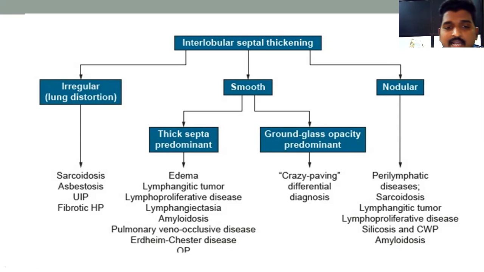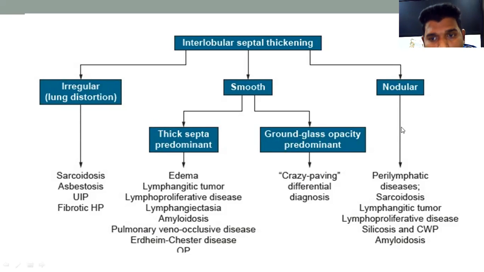Crazy paving is a classical terminology as given in the CT reading, that is nothing but you will see interlobular septal thickening in the background of the ground glass opacity. That means ground glass is an acute lesion, interlobular septal thickening is a chronic lesion. That means acute on chronic lesions. If you mix it, you will see a crazy paving pattern. Classically seen in pulmonary alveolar proteinosis, but you may get it in other conditions also.